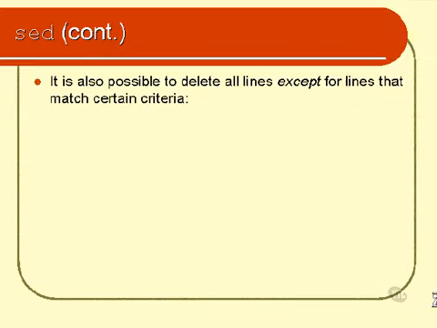And it's even possible to delete all the lines except for the lines that match certain criteria. So you can say from line 3 to the end of the file, do not delete those lines. So it will in fact only delete the lines that do not fall into that range. In other words, it will delete lines 1 and 2, and that's all. Let's have a look at that in action.